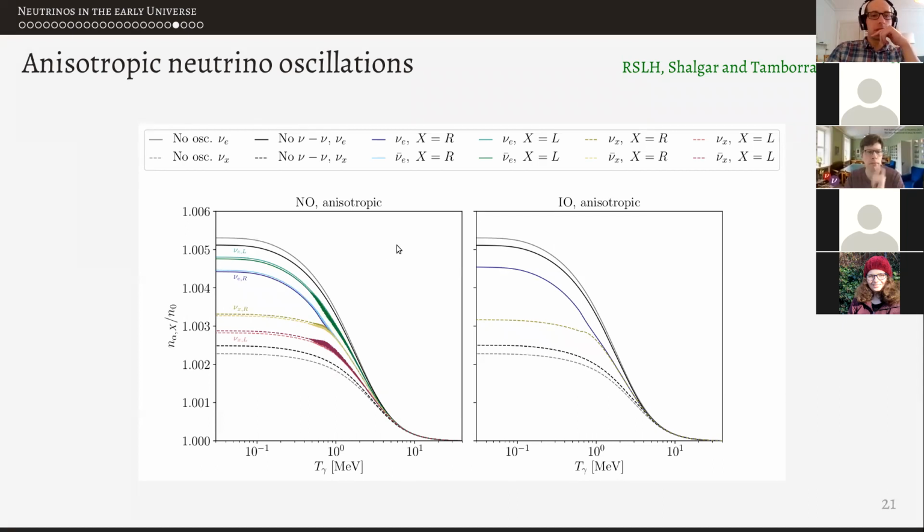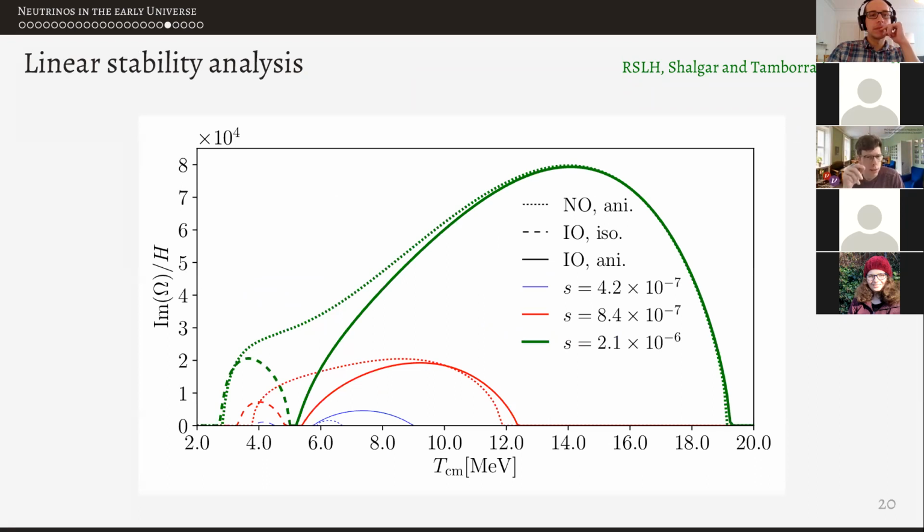Marcus has a question. Nice talk, Rasmus. On the previous plot where you show the growth rate, something happens around 5 MeV where you have this dip. Is this somehow related to physical dimensions or energy scales in the problem?